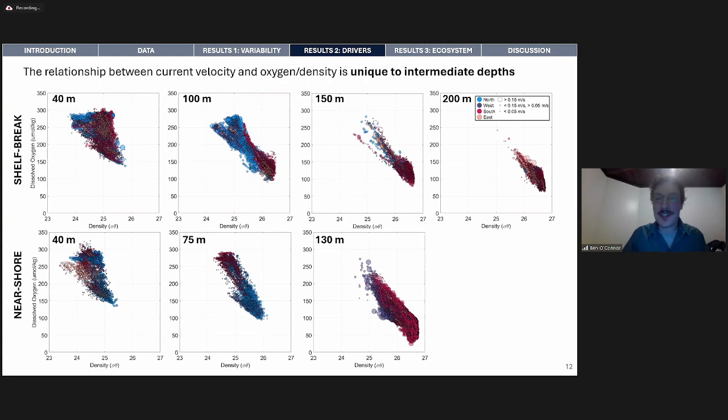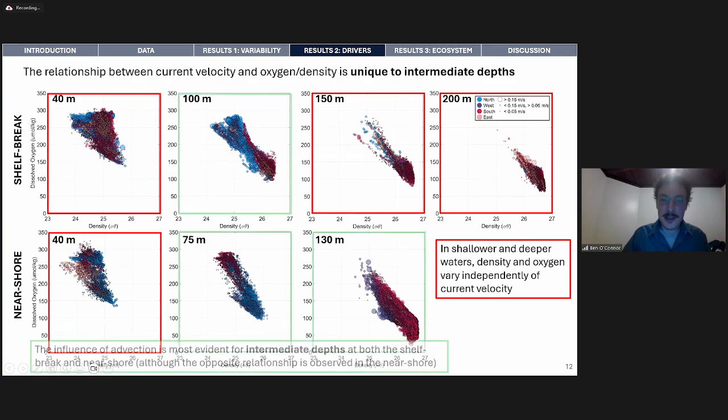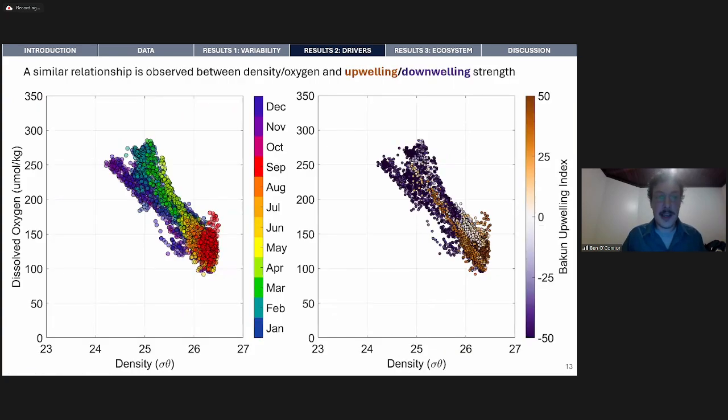So this relationship is unique to these intermediate depths. Really quickly here, if we look at other depths of the shelf break in the top row and the nearshore in the bottom row, we see that there's not that separation according to the current velocity. It really is unique to 100 meters at the shelf break and at the nearshore as well, these intermediate depths, although the specific relationship is actually different here. It's flipped, but I'm not going to get into that.